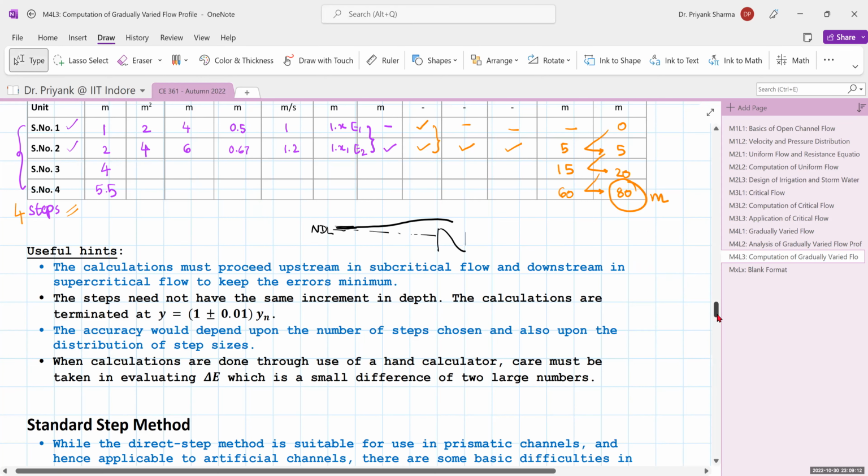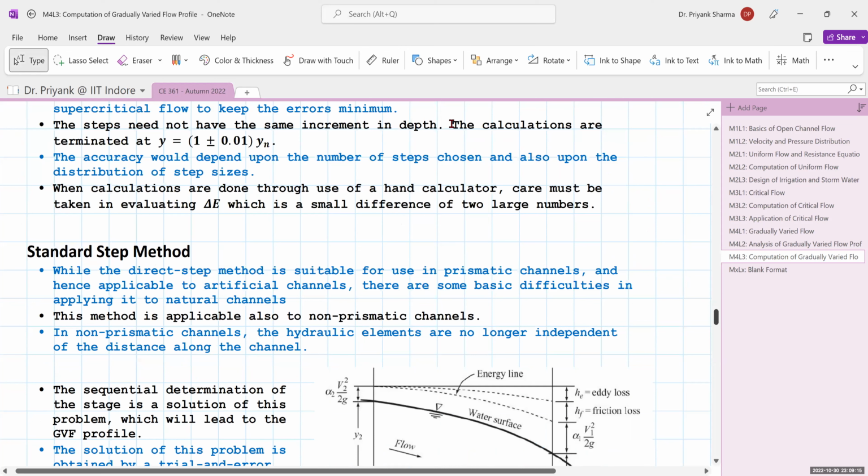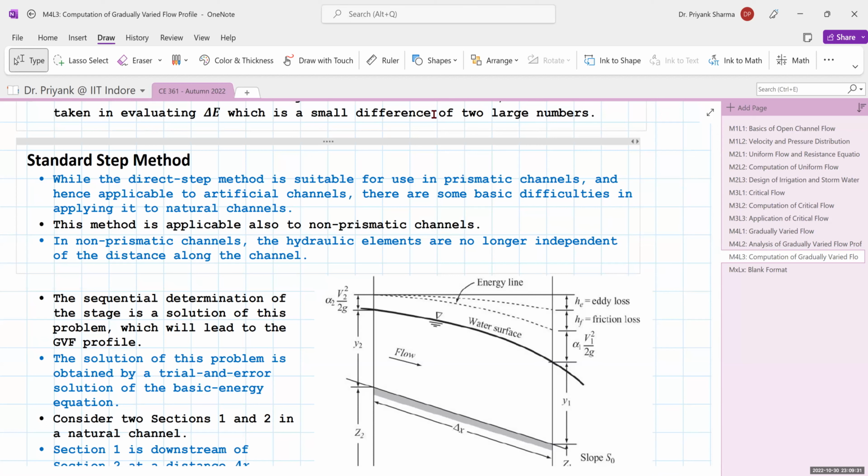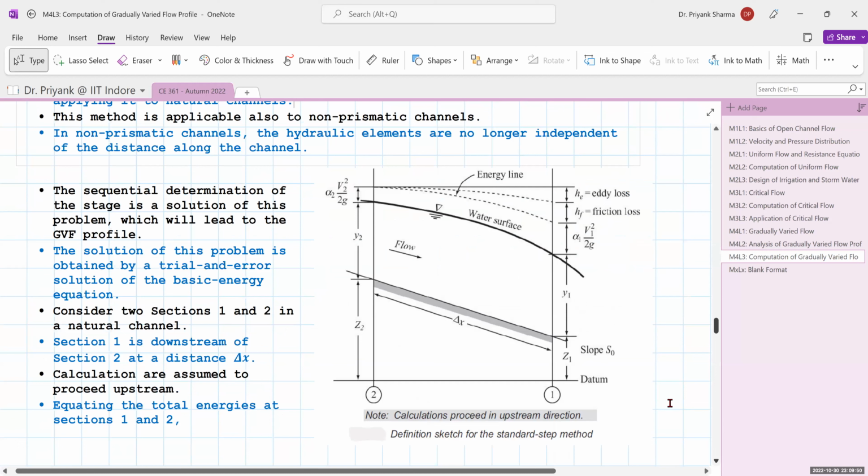Now let us move on to the standard step method. As we know, the direct step method is only suitable for prismatic channels, which are artificial channels, because there are some difficulties when we apply it to natural channels or rivers. In that case, we have a standard step method which is applicable to both prismatic and non-prismatic channels. In the case of non-prismatic channels, the hydraulic elements are no longer independent of distance along the channel. So that is why you need to make some modifications to account for this non-prismatic behavior.